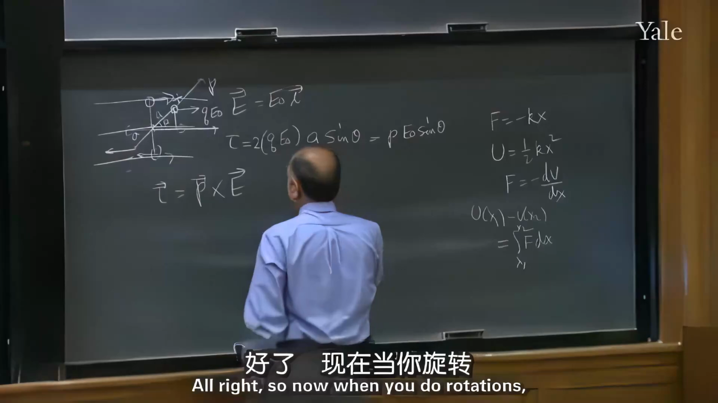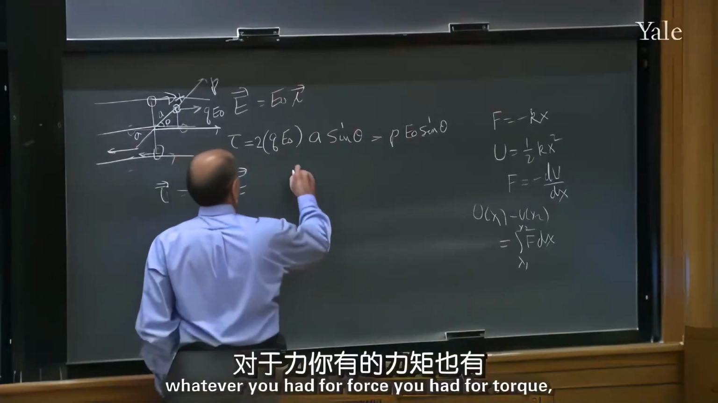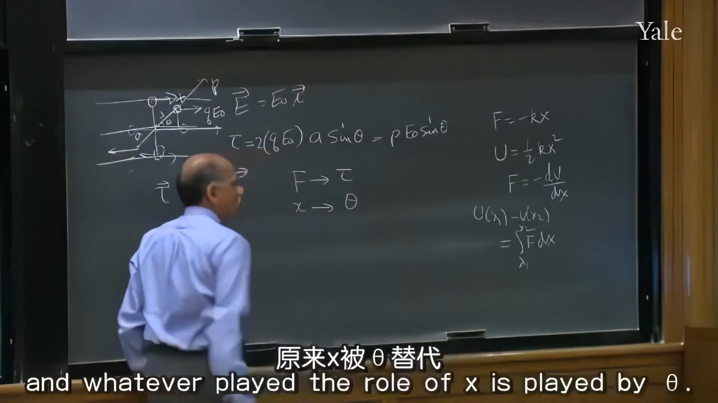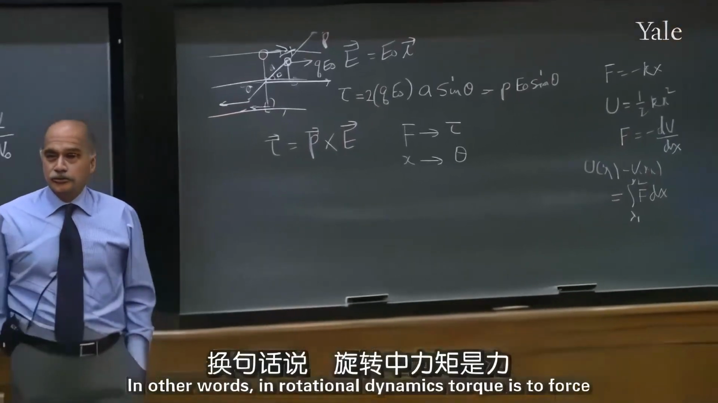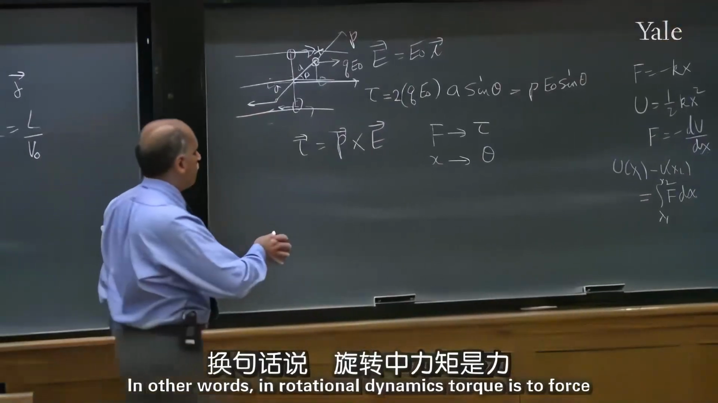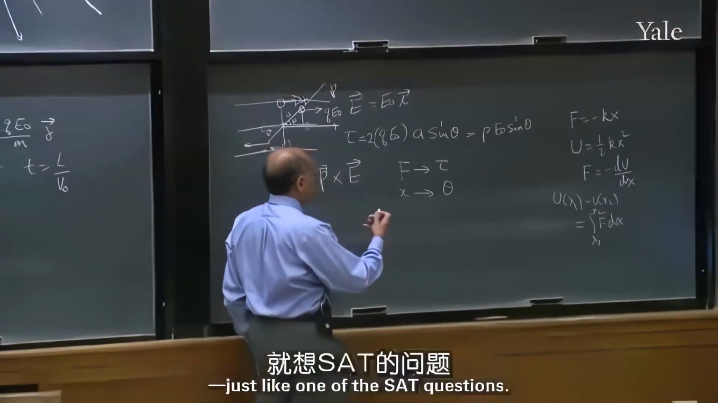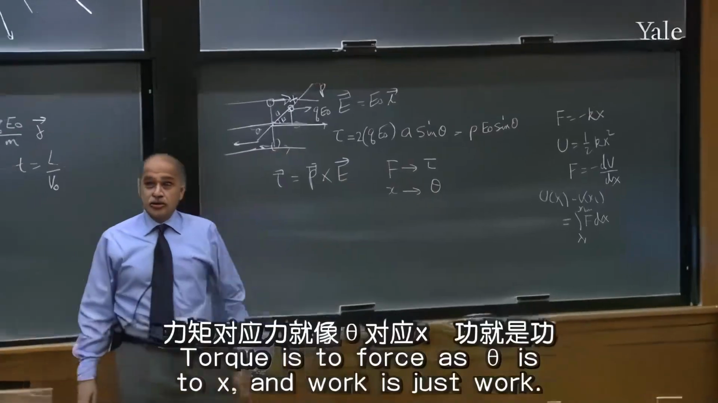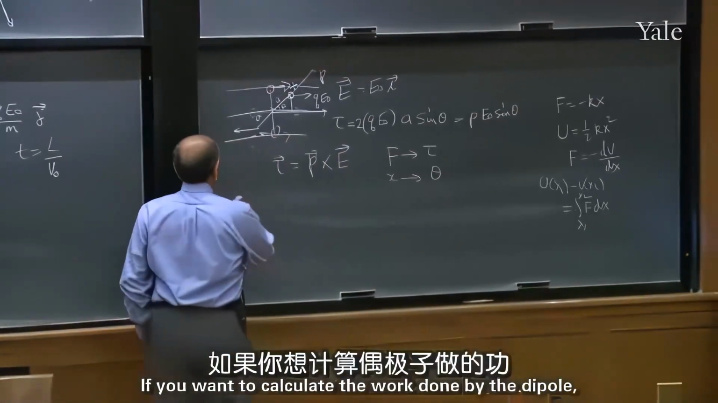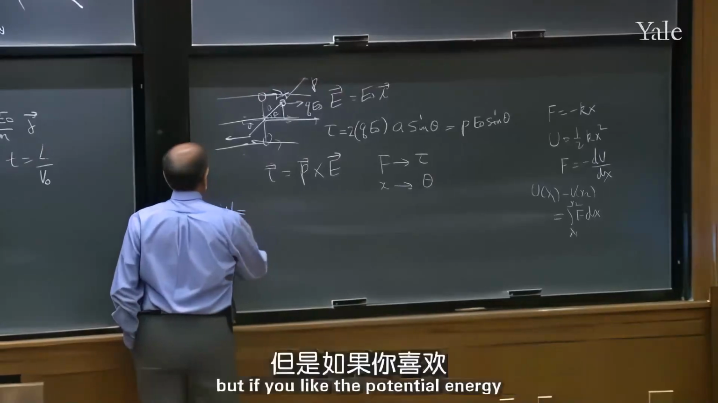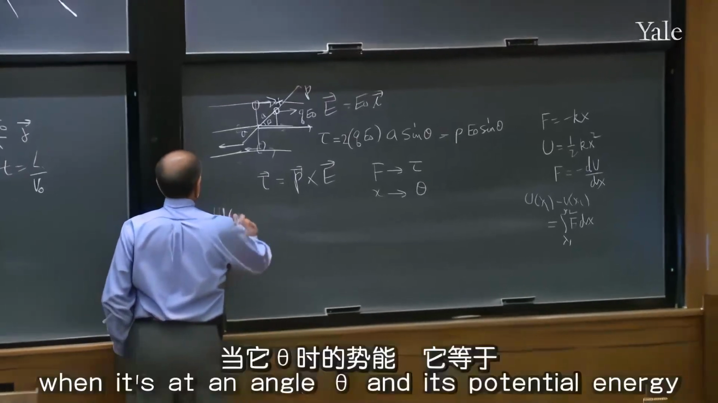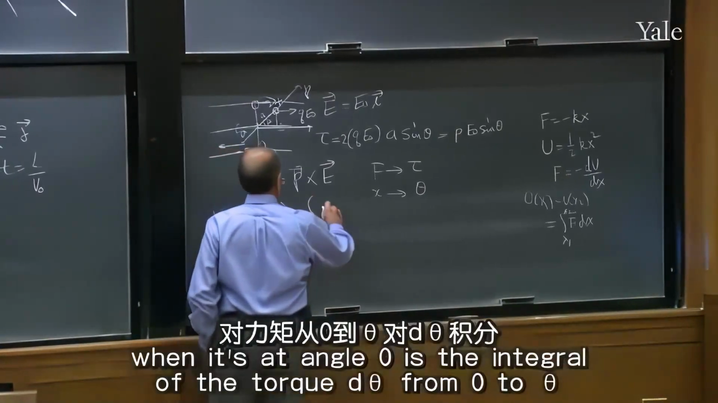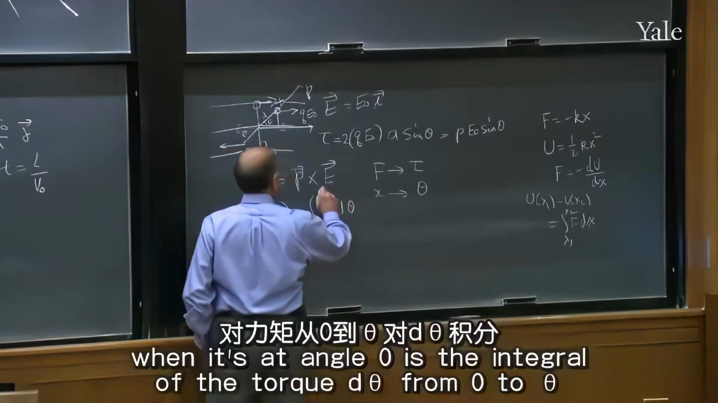All right. So now, when you do rotations, whatever you had for force, you have for torque, and whatever played the role of x is played by theta. In other words, in rotational dynamics, torque is to force, just like one of the SAT questions: torque is to force as theta is to x, but work is just work. If you want to calculate the work done by the dipole, or if you like, the potential energy when it's at an angle theta, minus its potential energy when it's at angle 0, it is the integral of the torque d theta from 0 to theta.